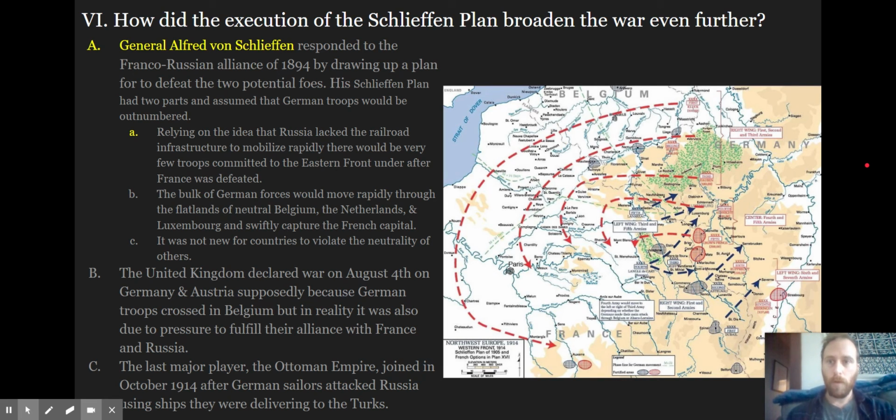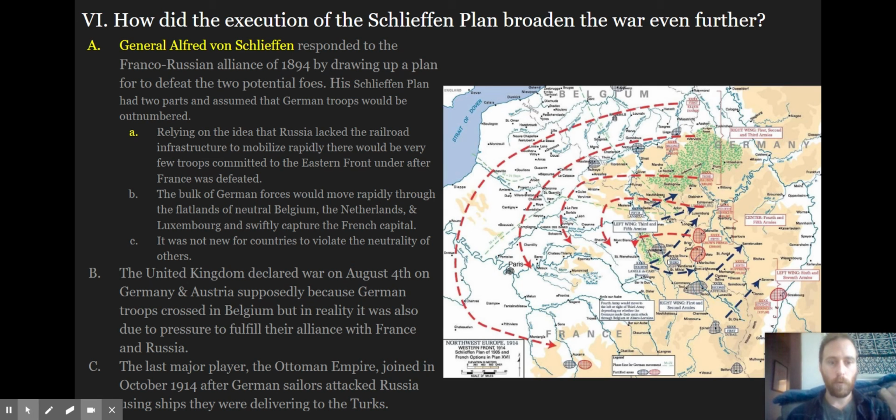And the general Alfred von Schlieffen, whose plan is basically drawn up in 1894 in the event that there was a war between France and Russia and Germany, because those two countries allied specifically to fight Germany, and basically assumed that Germany was going to be in a war that was outnumbered. Incorrectly, it turns out, Schlieffen believed that the Russians did not have the railroad infrastructure to move troops quickly to go fight the Germans.